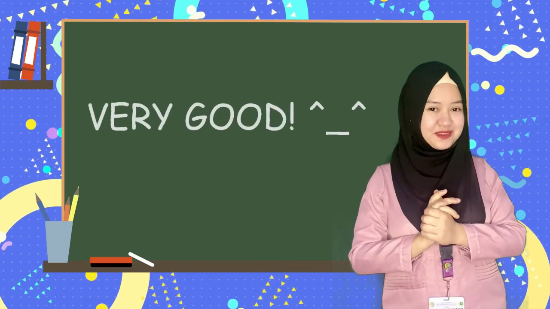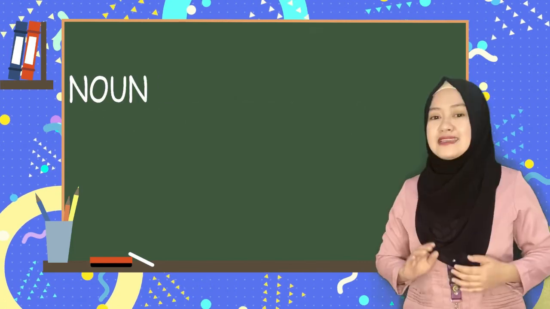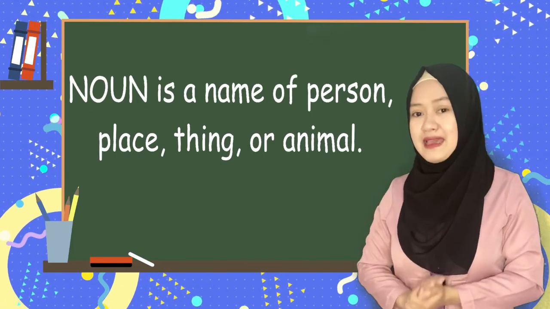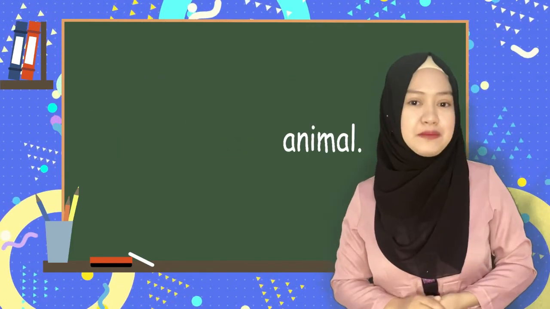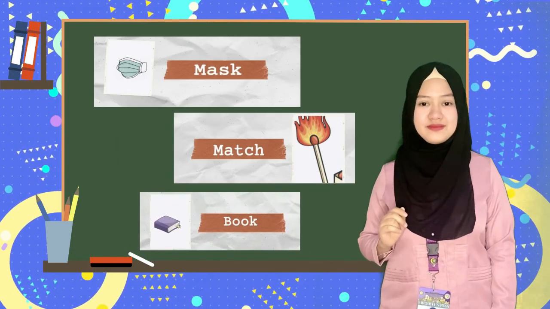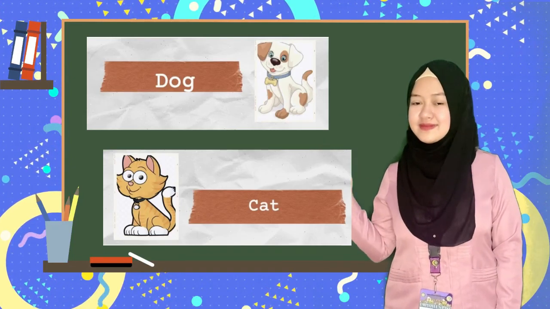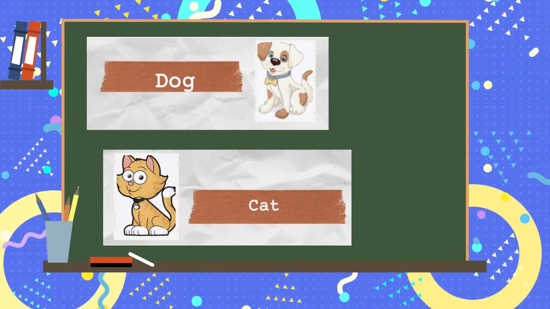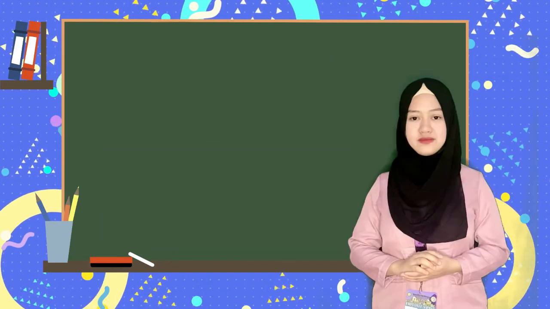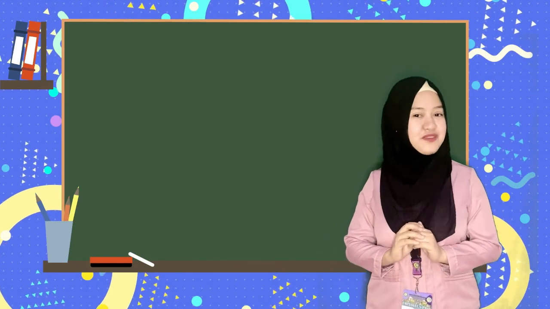Okay, very good. Noun is a name of person, place, thing, or animal. Are these examples of noun? Okay, correct. Those are examples of noun.